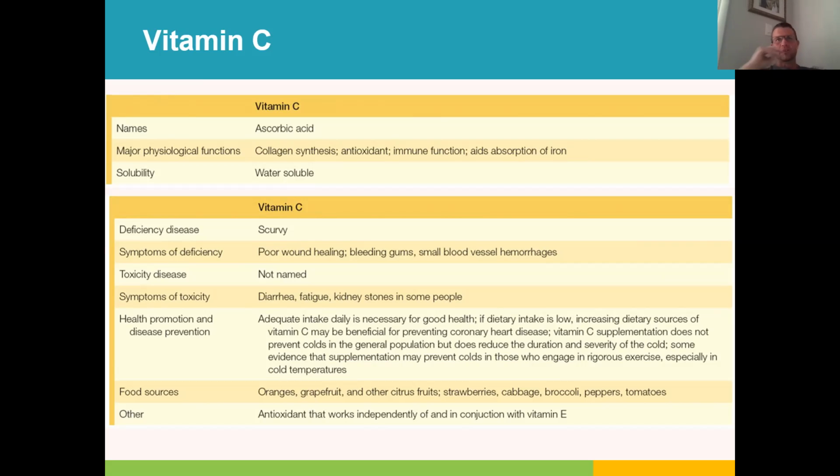So again, you hear all these folks that say, oh yeah, you got to take it during cold season, you won't get a cold with vitamin C. No, but it will help you. If you do get it, it will help shorten the time that you got the cold. So understand that, okay? I hear that all the time.